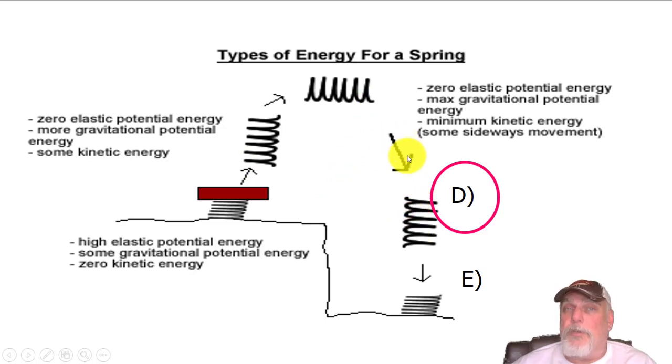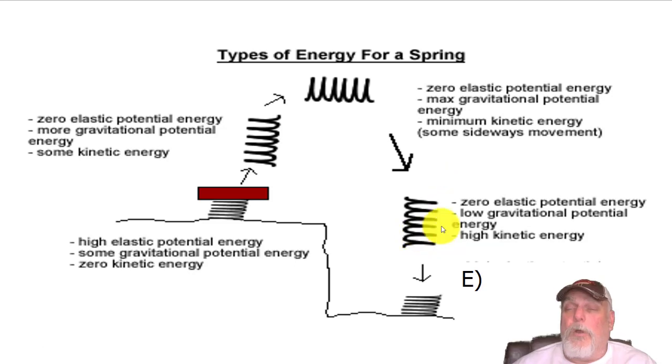As it falls down towards the Earth, what happens to its speed? You should know that it's increasing. So the speed is going to be increasing as it falls down towards the Earth. Therefore, its kinetic energy is going to be increasing. Right before it hits the ground, that's going to be at its highest kinetic energy.